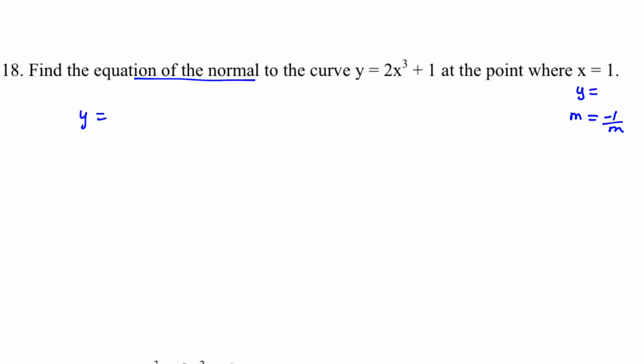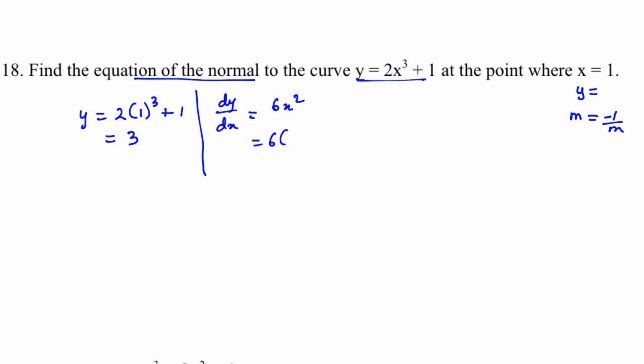First, let's find y. To find y, we just substitute x in our main equation here, and you will get 3. We found our y is 3. Then the gradient we need. So we'll differentiate this. You will get 6x squared. Again, in place of x, put 1. Your gradient is 6. But we need the gradient of the normal. So you will flip it over and change the sign. Negative 1 over 6.